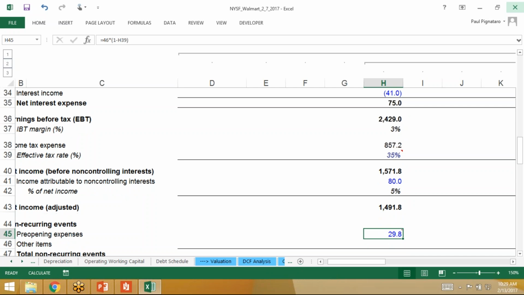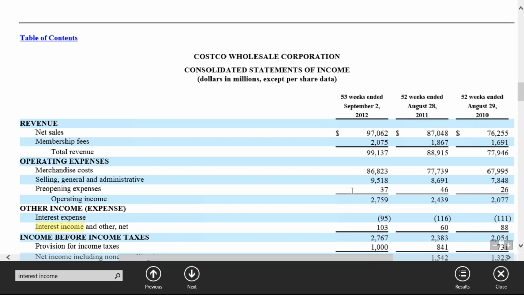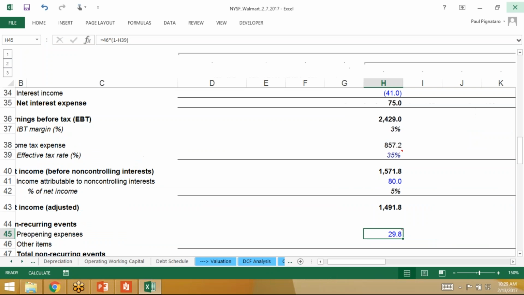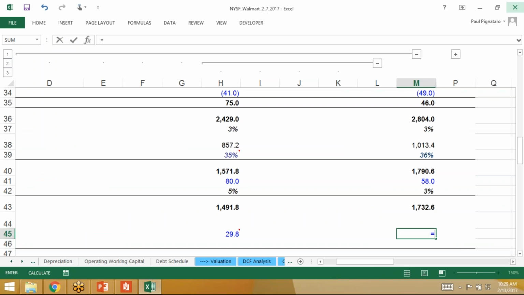I took the pre-opening expenses times 1 minus tax rate. What is pre-opening? That's the expense up here that we eliminated. We excluded. And I'm going to do the same here. 37 times 1 minus tax rate.